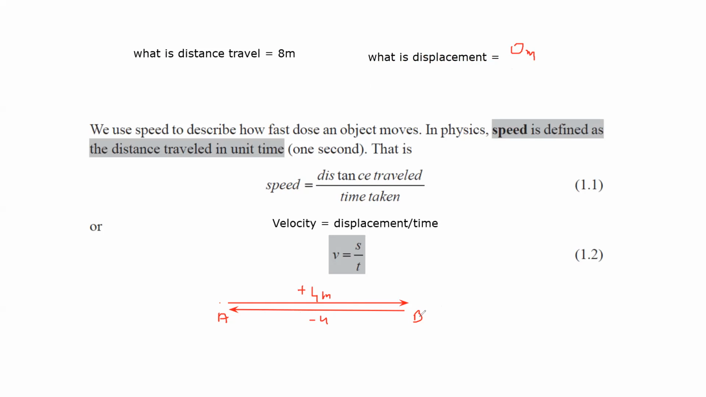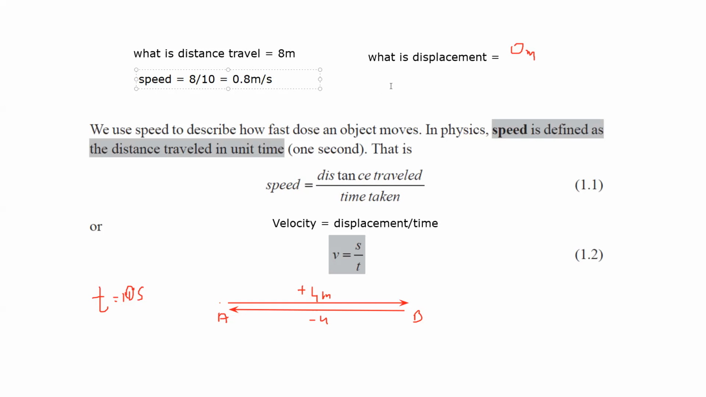For example, the object travels from A to B and then returns back to A, and it took 10 seconds. So if I ask what is the speed? Speed is distance traveled divided by time. So distance is 8 and time is 10. So 8 divided by 10 is 0.8 meter per second.